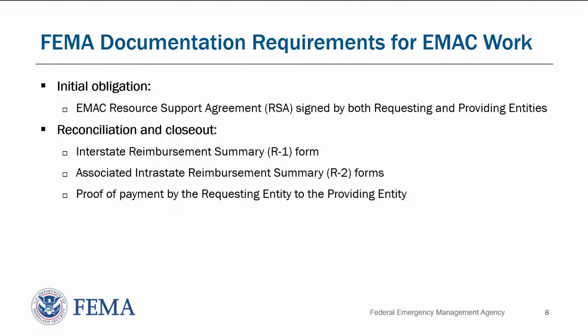To support the scope of work and cost eligibility for EMAC reimbursement, FEMA only requires the following documentation: the EMAC Resource Support Agreement, with redacted PII, which is personally identifiable information, the R1 form, all associated R2 forms, and proof of payment by the requesting entity to the providing entity. The RSA is the only form FEMA requires for initial obligation. The remaining documents are required to reconcile cost and close the project. However, those may be provided with the RSA if available at that time.